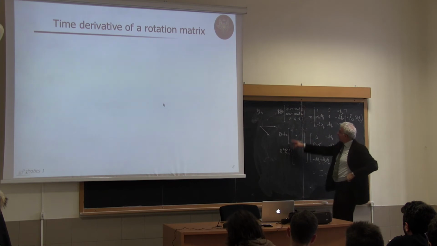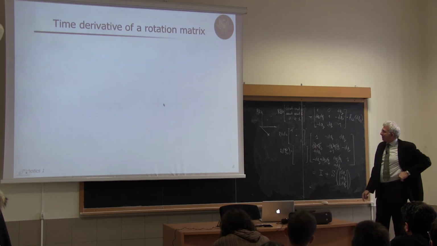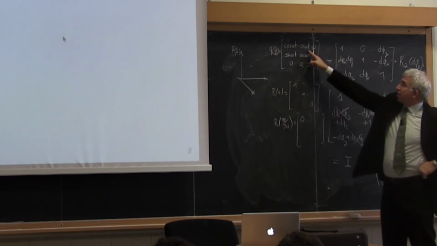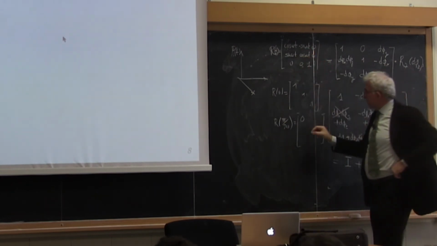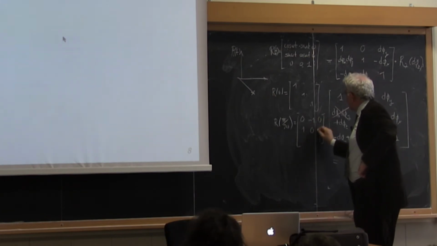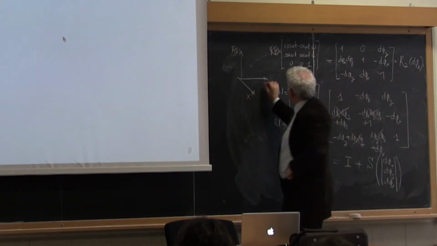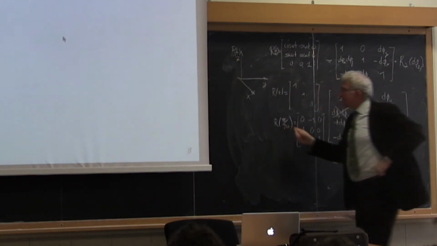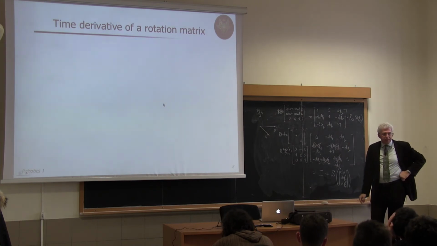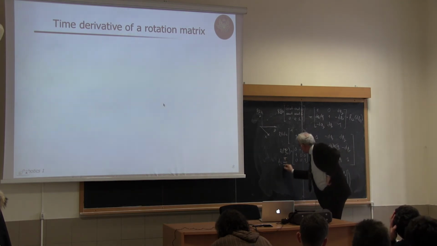Pi over 2 omega is, so I removed omega just for convenience. So cosine of pi over 2 is 0. Sine of pi over 2 is 1. There's a minus 1 here. And there's a 1 here. There's a 0 here. And this is the orientation. So what happened to this? If this was x, y, and z, at this instant, how is my frame oriented? At time t equal pi over 2 omega.